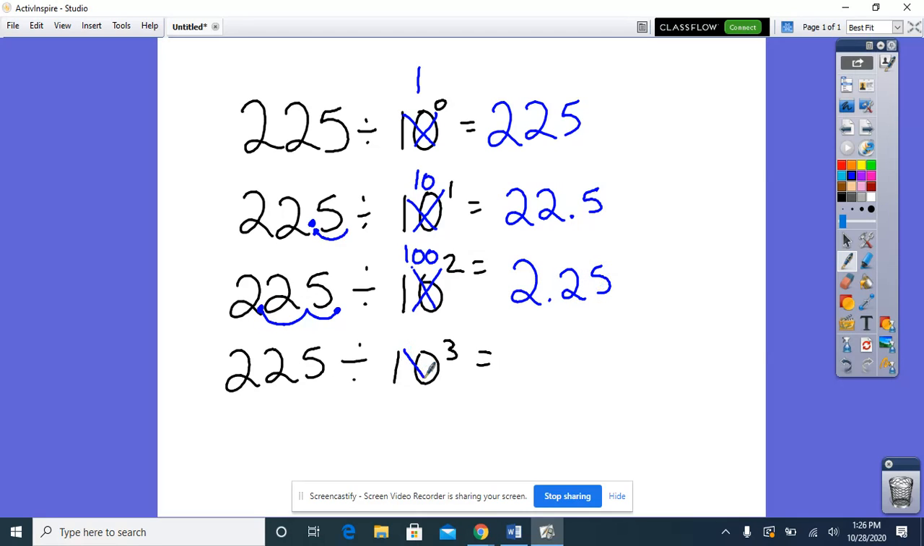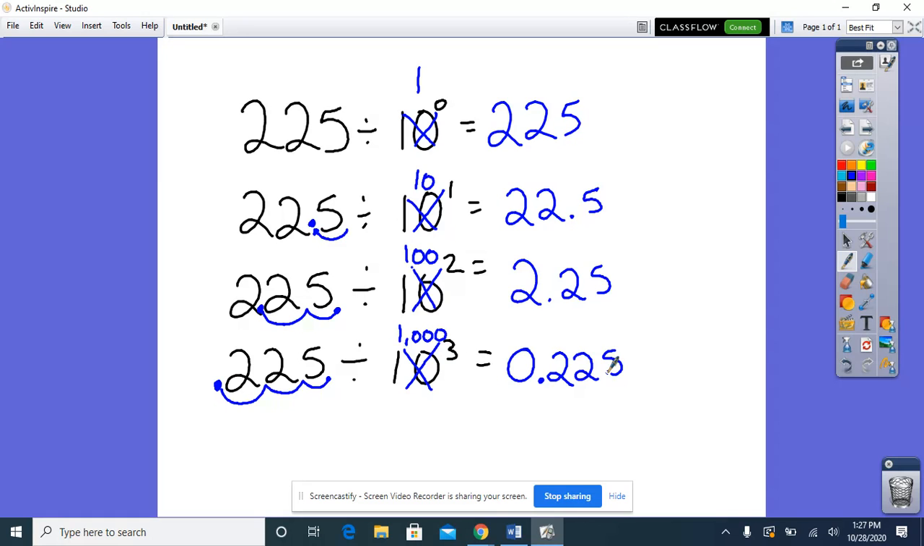For my last one, I've got 10 to the third. 10 to the third is the same as 10 times 10 times 10, which gives me 1,000. So 225 divided by 1,000. I count how many zeros I have: 1, 2, 3. I start at the very end where my decimal point is and move it in 1, 2, 3. So my decimal goes here. Don't forget I need to write a 0 in front of that decimal. 0.225, so I have 225 thousandths.